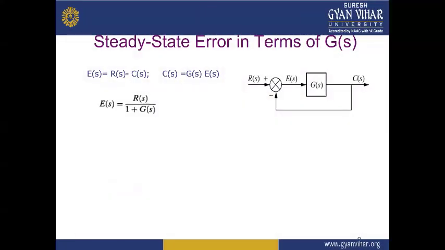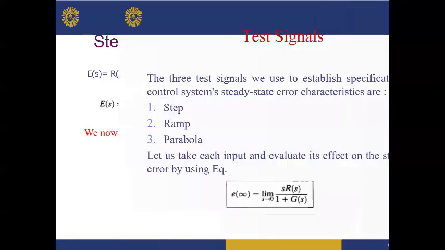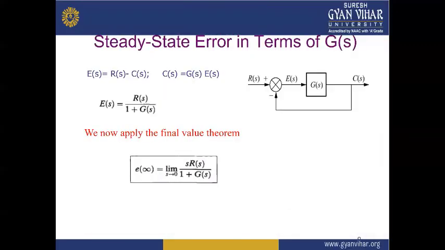The steady state error in terms of G(s), if you would like to write it, is E(s) equal to R(s) minus C(s). We know the output is not just a simple multiplication; in frequency domain analysis it is a convolution of G(s) and E(s). Therefore, E(s) will be equal to R(s) upon 1 plus G(s). So we now apply the final value theorem: when t tends to infinity, the limit s tends to 0 of s into R(s) upon 1 plus G(s).